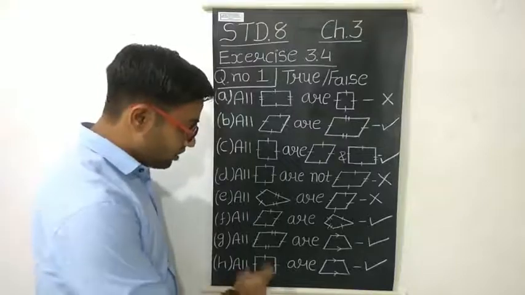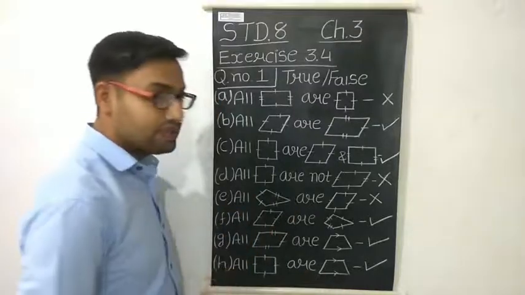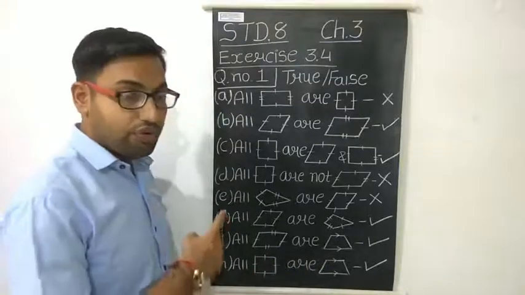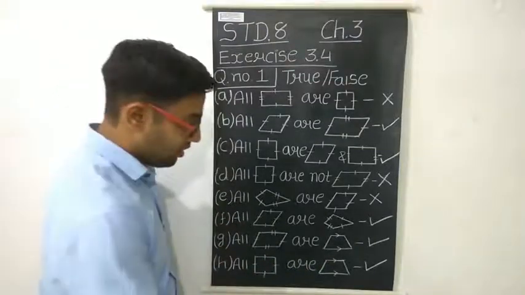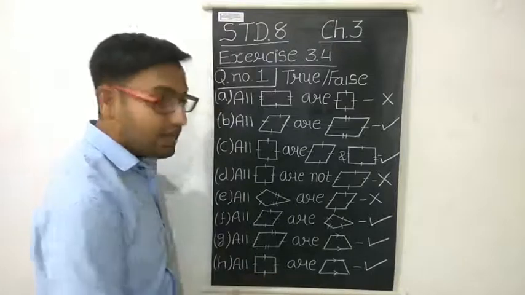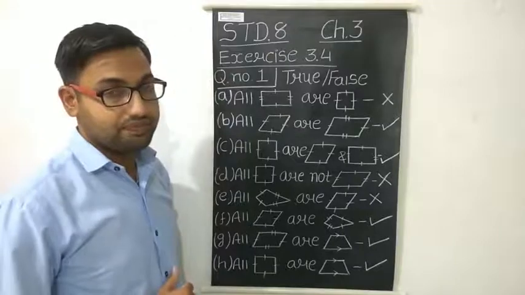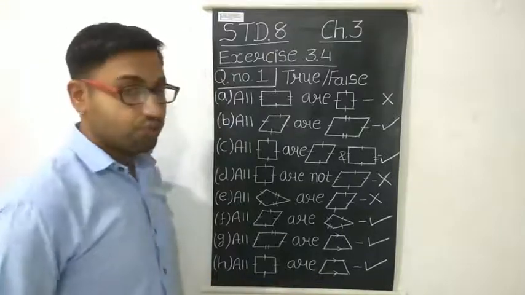H. All squares are trapezium. Yes, it is also true because the only requirement to have a trapezium is one pair of opposite sides being parallel, and this square satisfies this condition. So all the squares are also trapezium. So this statement is true.